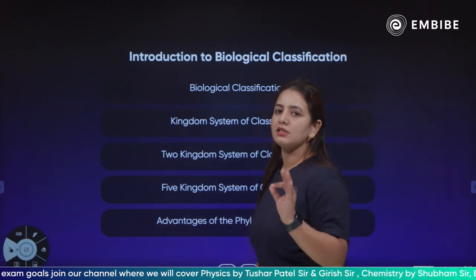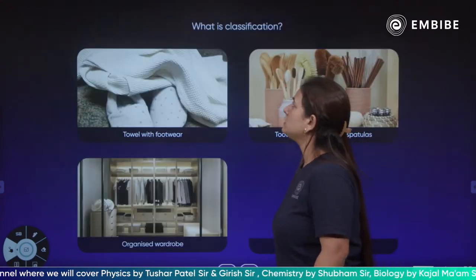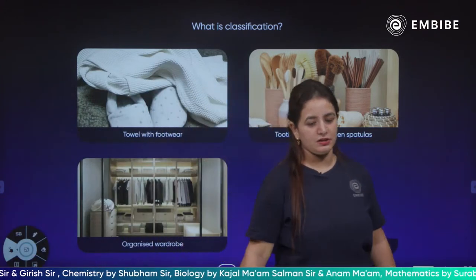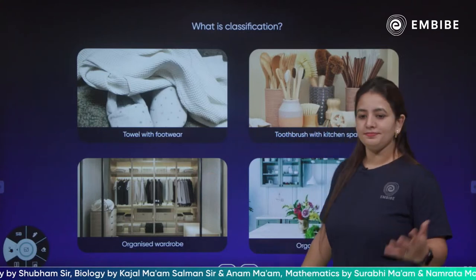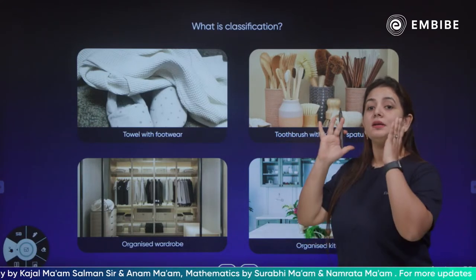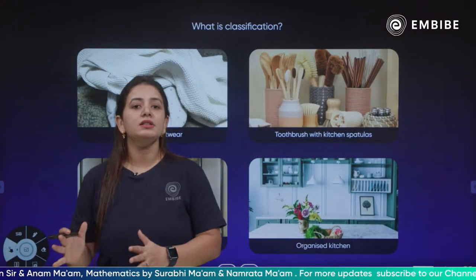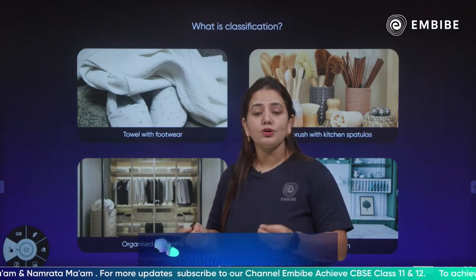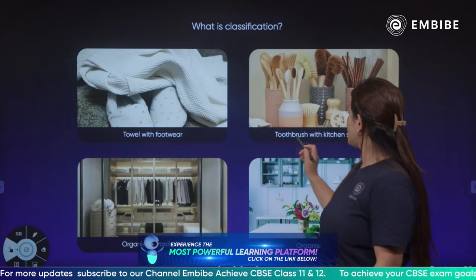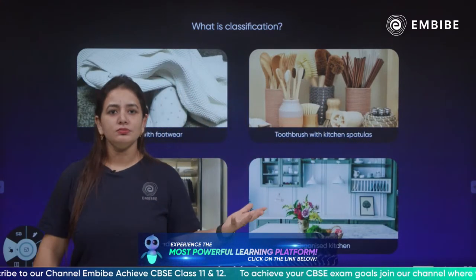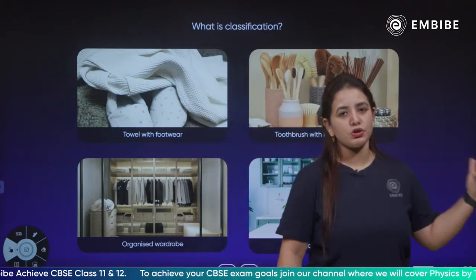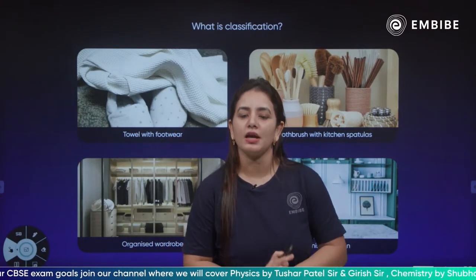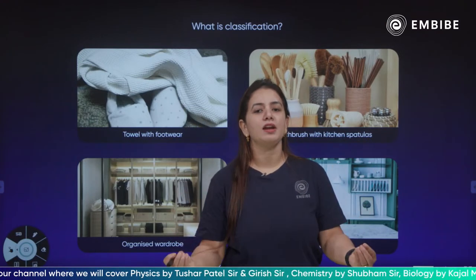So without wasting any time, let's continue our lecture talking about what classification is, what exactly you mean when you say the term classification. A towel with footwear is not a classification. There's always a proper place to place your footwear and your towel. They cannot be placed together. It is not feasible. It is not a well-classified manner to put towels and shoes all together. A toothbrush with kitchen spatulas? No, because the toothbrush belongs to the bathroom, the washroom, and your kitchen spatula needs to be in the kitchen drawer. They cannot be mixed together because that doesn't feel like the right form of classification.